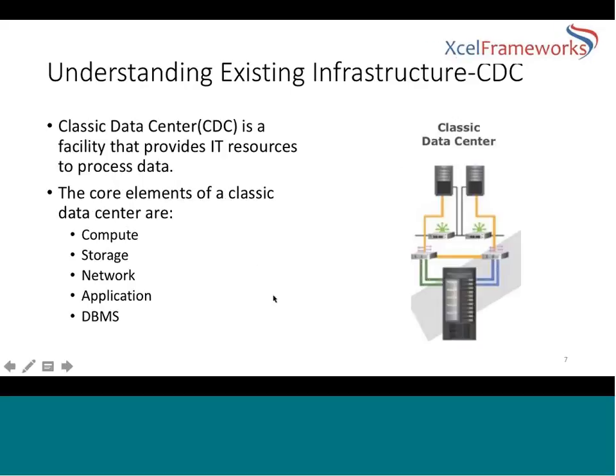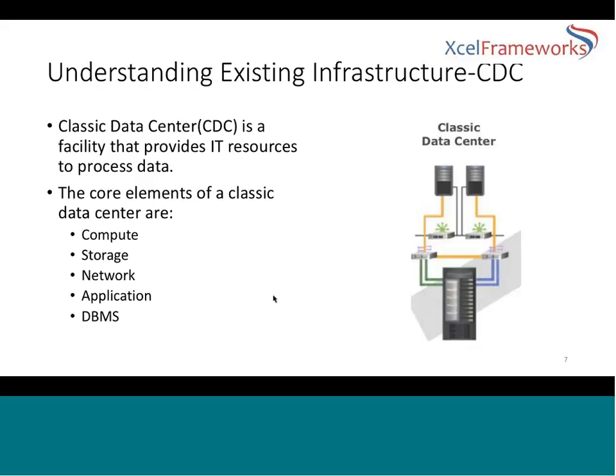So let's take up the first step: understand existing infrastructure, the classic data center. A classic data center is a facility that provides IT resources to process data, as simple as that. And what are the core elements of a classic data center? It's compute, storage, network, applications, RDBMS, and big data platforms.